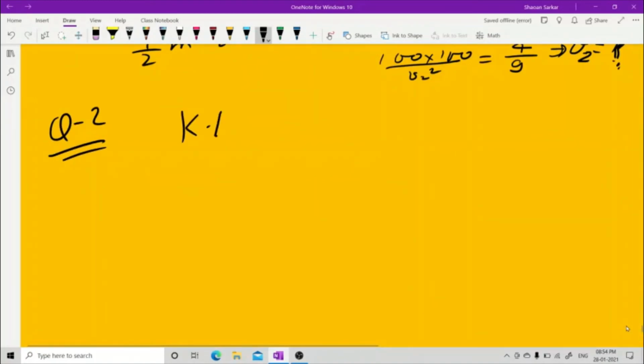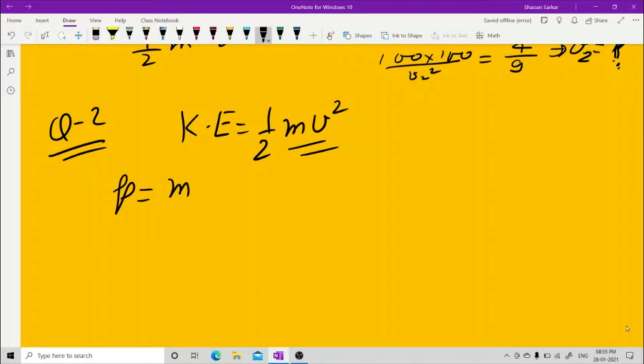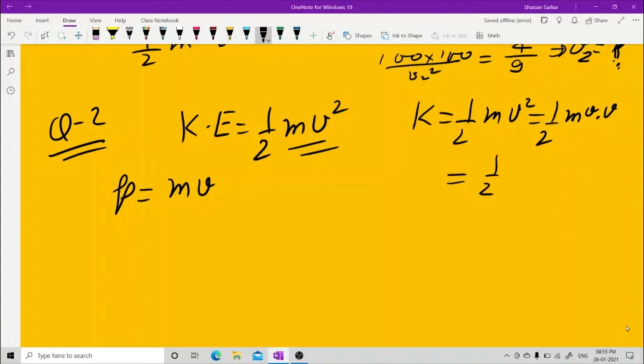Kinetic energy is half m v square, and momentum is mv. So let's write K equal to half m v square. This can be written as half m v dot v, so half p v. Or you can do one thing also, this is another way of writing it.